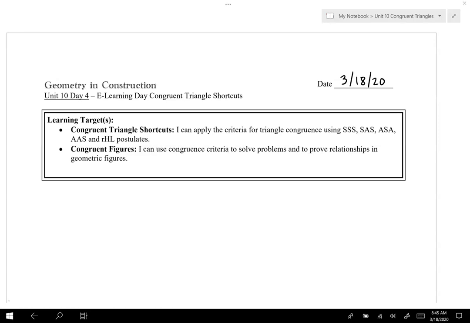So here we are. We have our second e-learning day. Nice job yesterday with the review. Congruent triangle shortcuts. So our big learning target that's new for us today is right here. Congruent triangle shortcuts. I can apply the criteria for triangle congruence using side, side, side, side, angle, side, angle, side, angle, and HL postulates. The next one being congruent figures. That's just a review from yesterday, so maybe doing a little bit of practice with that.